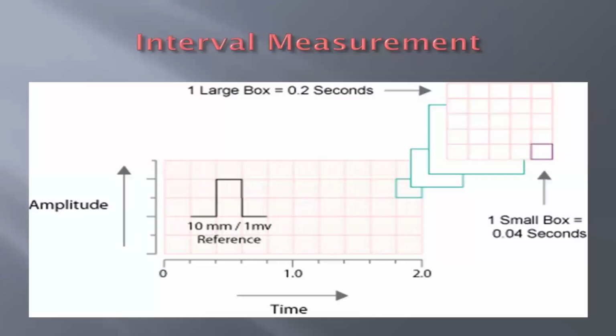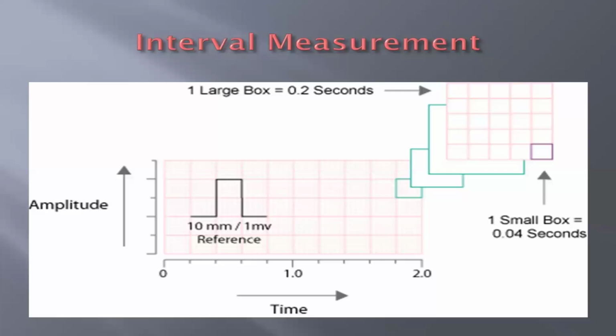The other one would be, of course, you look at the large boxes. A large box is 5 small boxes, which represents 0.2 of a second. And since 1 minute has 60 seconds, when you divide 60 by 0.2, it gives you 300. So again, you look at the RR interval, you count the large boxes in between, then you divide 300 by that number, and it will give you the rate.